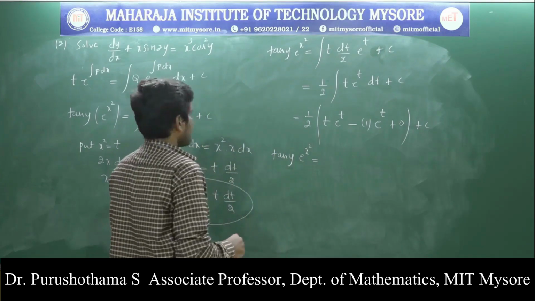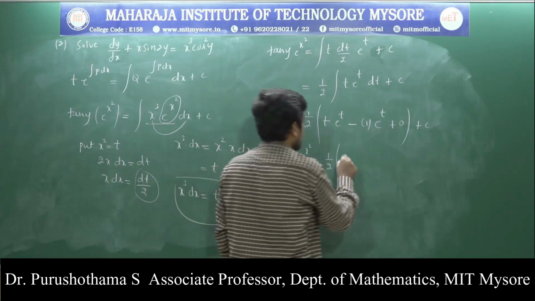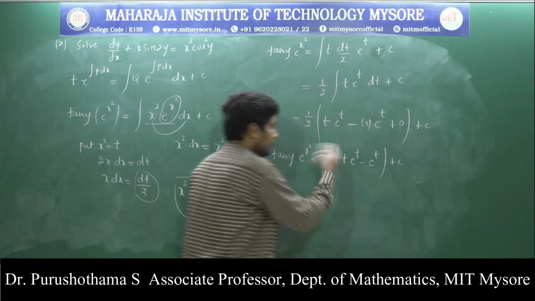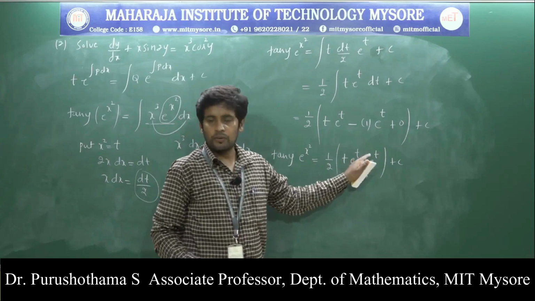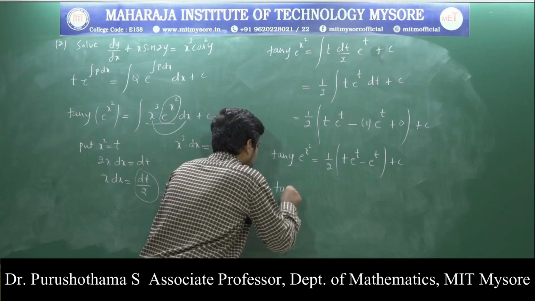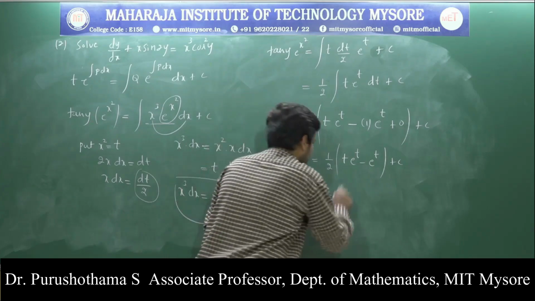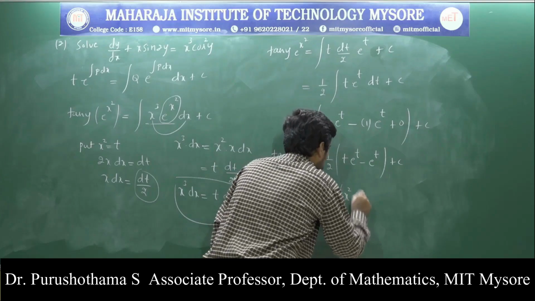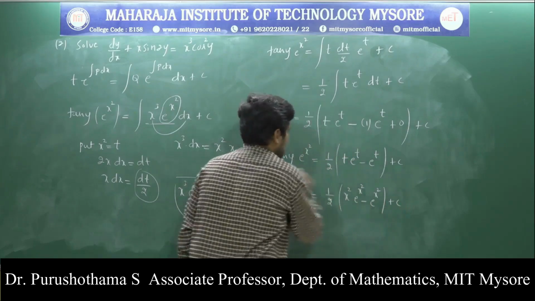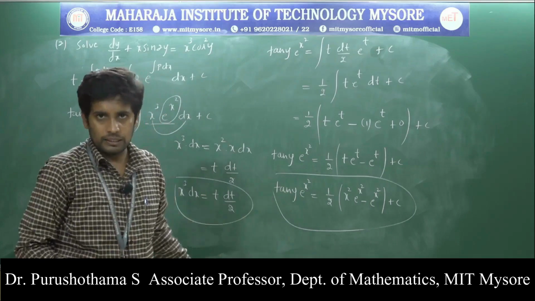So tan y into e power x square is equal to 1 by 2 times t into e power t minus e power t plus c. Replace back the t value, t equals x square. Therefore tan y into e power x square is equal to 1 by 2 times x square into e power x square minus e power x square plus c. This is the solution of the given differential equation.